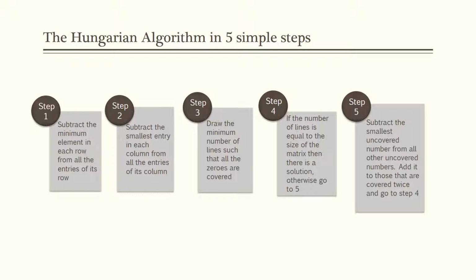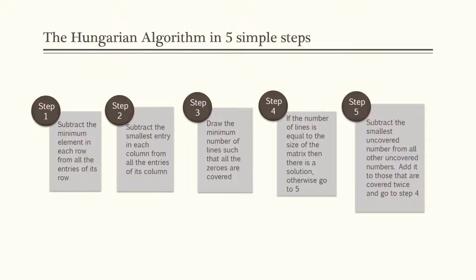To use the Hungarian algorithm, you need to follow 5 steps. First, you need to subtract the smallest entry in each row from all the entries of each row. Then subtract the smallest entry of each column from all the entries of each column, very similar to the last one. Then you need to draw a minimum number of lines so that all the zeros are covered. This can be done in different ways, but you need to use the minimum number of lines.